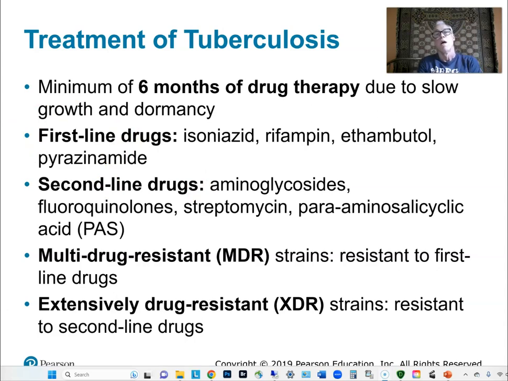First line drugs, isoniazid, rifampin, and ethambutol, are probably the most commonly used ones. Pyrazinamide also. These are drugs that are used in combination, at least 2 at a time, to kill these bacteria and prevent them from making their mycolic acid cell wall and so forth. Second line drugs: fluoroquinolones, ciprofloxacin is a fluoroquinolone, streptomycin, para-aminosalicylic acid.